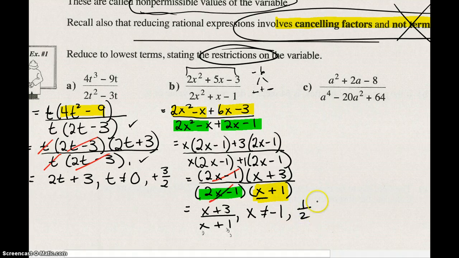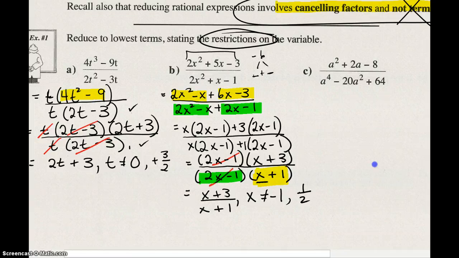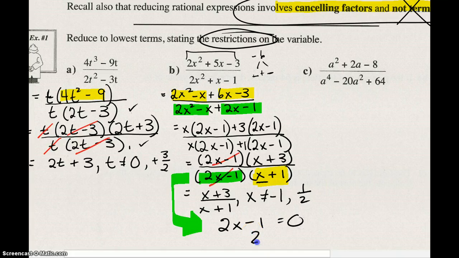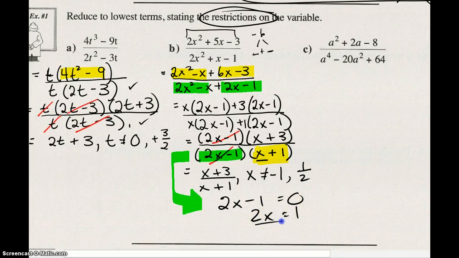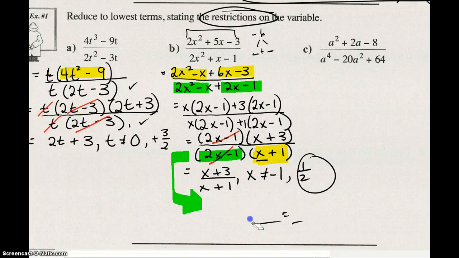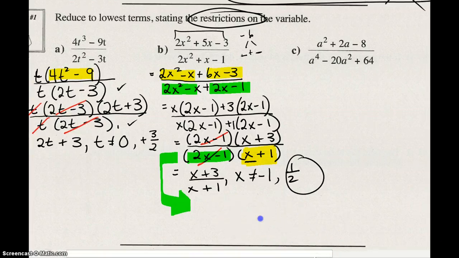Again, just to refresh your memory, I take that 2x minus 1 in order to do what I just did here. Watch this. You don't have to write this. I take my 2x minus 1, set it equal to 0, and solve for x. Dividing both sides by 2, x equals 1/2. That's how I got this value right there. All right, so that's how we go ahead and do that kind of question.